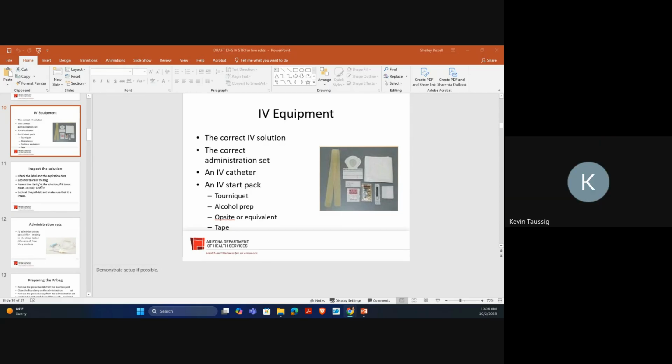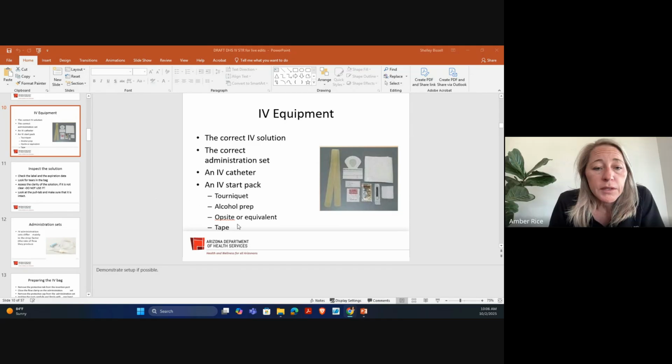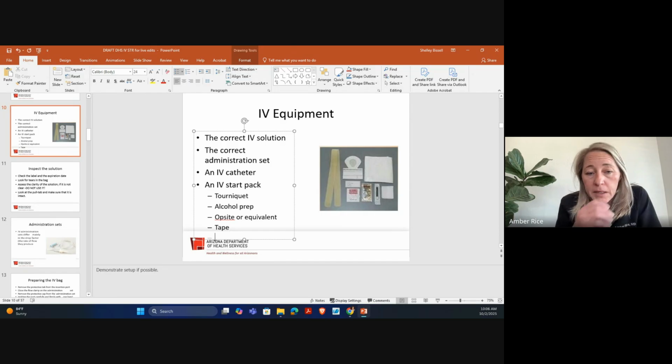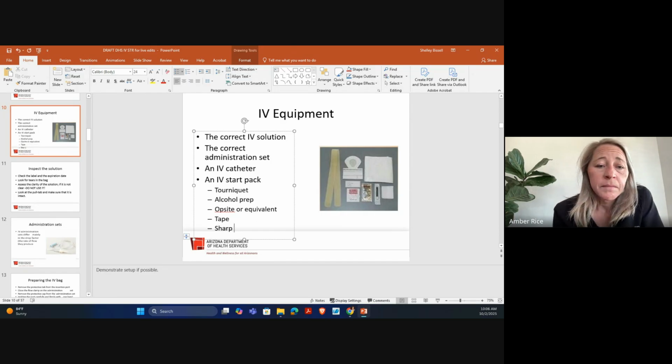Container or sharps shuttle? That's a good idea. The sharps container. Yeah. It's a good add.